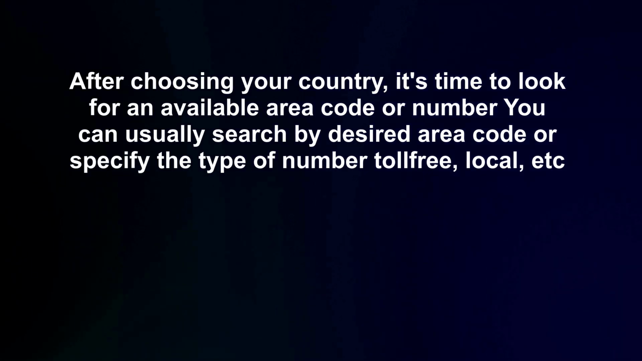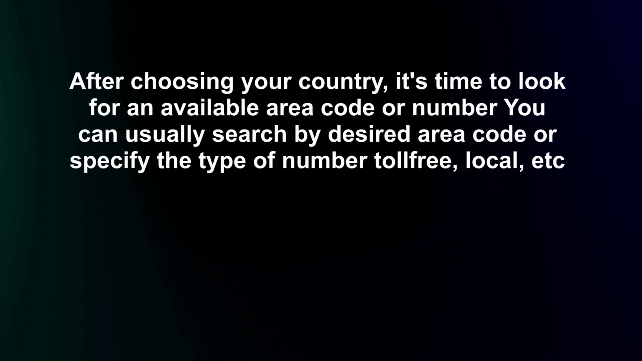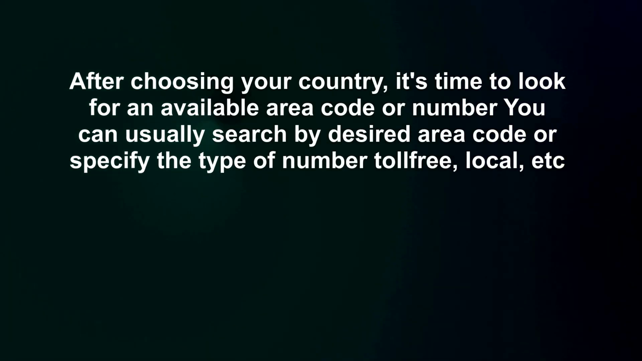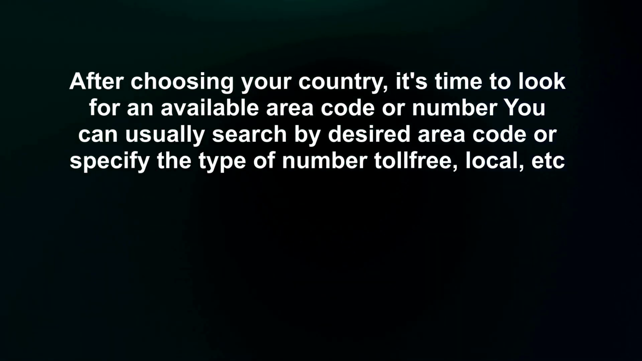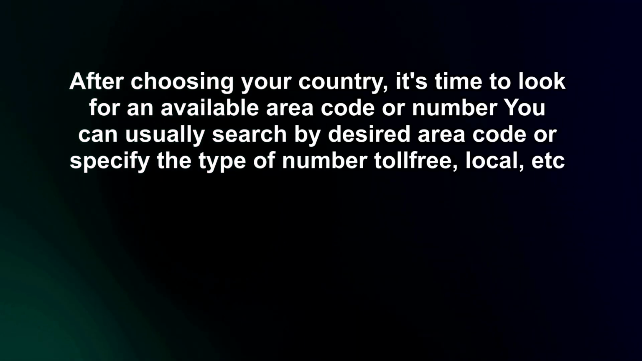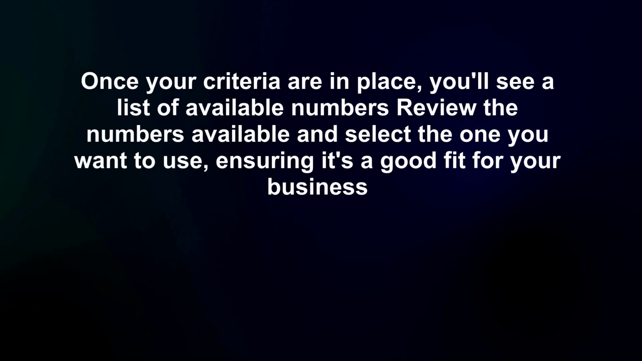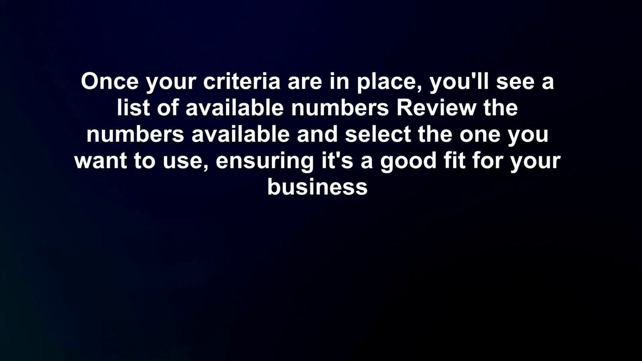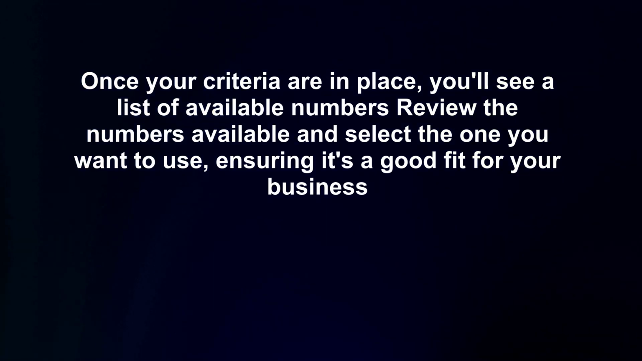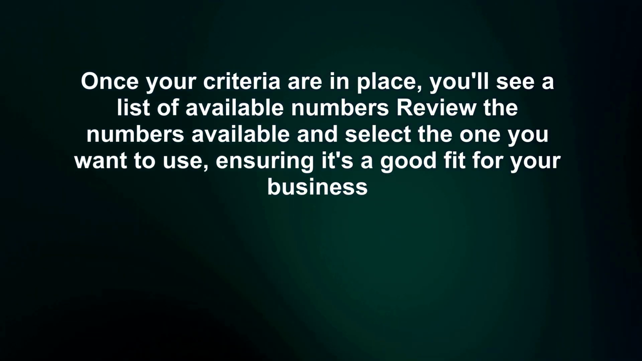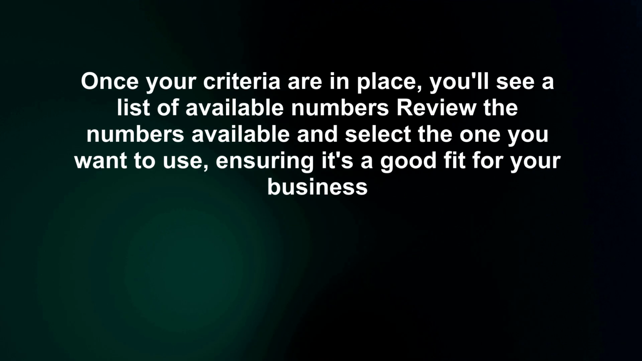After choosing your country, it's time to look for an available area code or number. You can usually search by desired area code or specify the type of number: toll-free, local, etc. Once your criteria are in place, you'll see a list of available numbers. Review the numbers available and select the one you want to use, ensuring it's a good fit for your business.